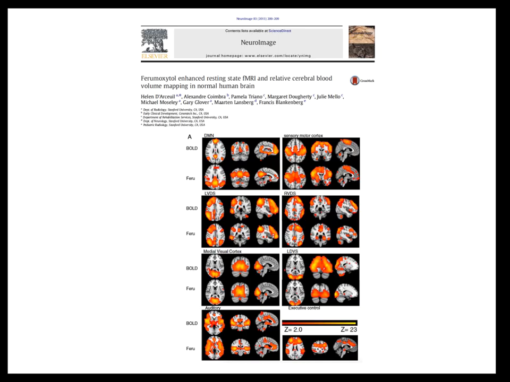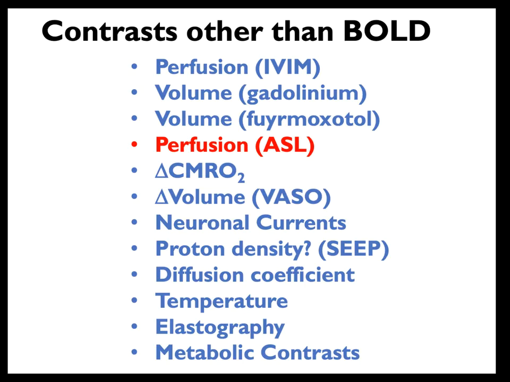People have done resting state as well with furamoxetol. On the left, this is before and after furamoxetol. The left column is before. The right column is after. And one is blood volume, resting state. The other is bold. They found that they don't get much difference in terms of the signal to noise or the contrast, and the maps look somewhat similar. So this is a very preliminary study. There's really not that many studies out there using furamoxetol. So that's something that's worth looking into more, but it's really hard to do.